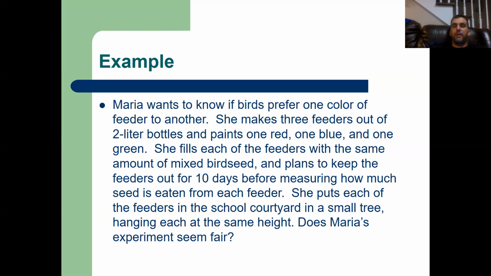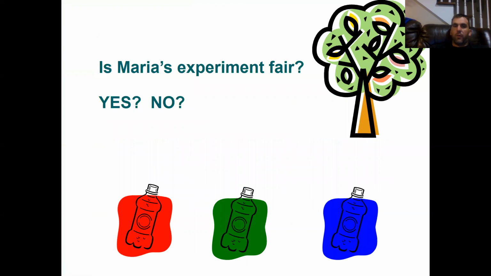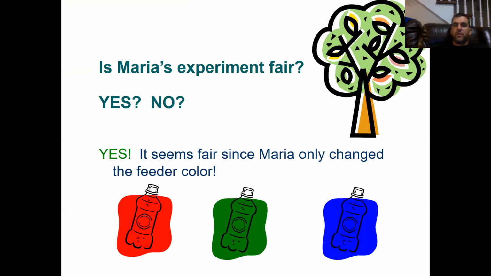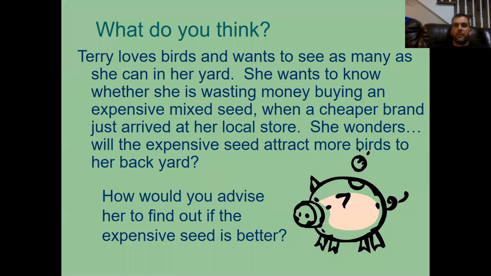So we need to start talking about our independent, dependent, constants, and controls, okay? So our independent variable here would be the color of the bird feeder. The dependent variable would be the amount of seed eaten. And then finally, the constants here are the location and the length of time they're out. They're all being out for 10 days. And also the same bird seed here. So is this experiment fair? Yes, we only have one independent variable because she only changed the color of the feeder. So one independent variable means that we have a fair experiment.